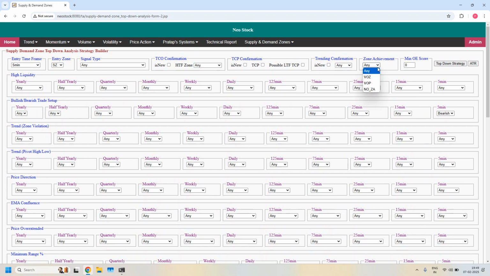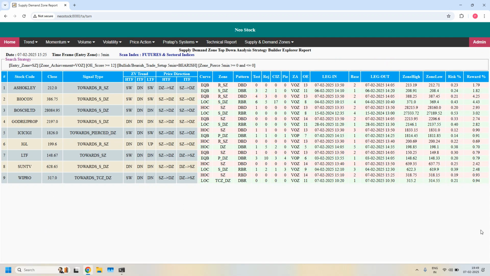Zone achievement is violated opposing zone. Minimum odd enhanced score is 12. All 3 filters are applied to 5 minute supply zone. So we got 9 stocks. All these 9 stocks are currently supporting bearish trade setup for hourly income trade. And entry time frame zones are 5 minute supply zones. And some of these 5 minute supply zones are high liquidity supply zones. That way they got some probability to get some additional success rate.